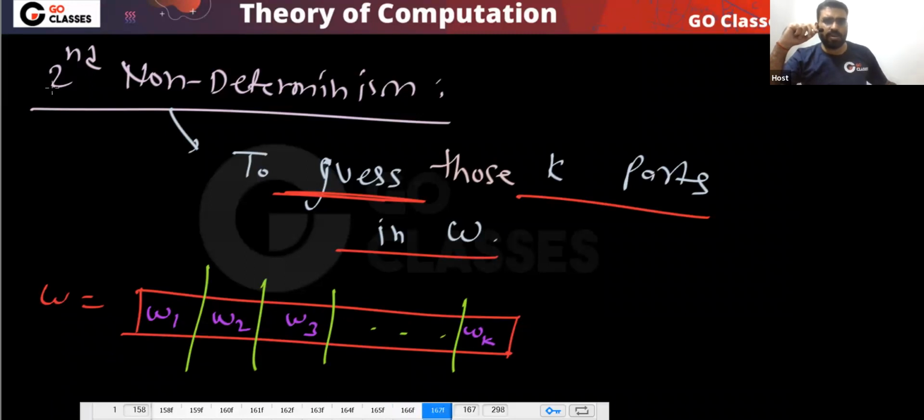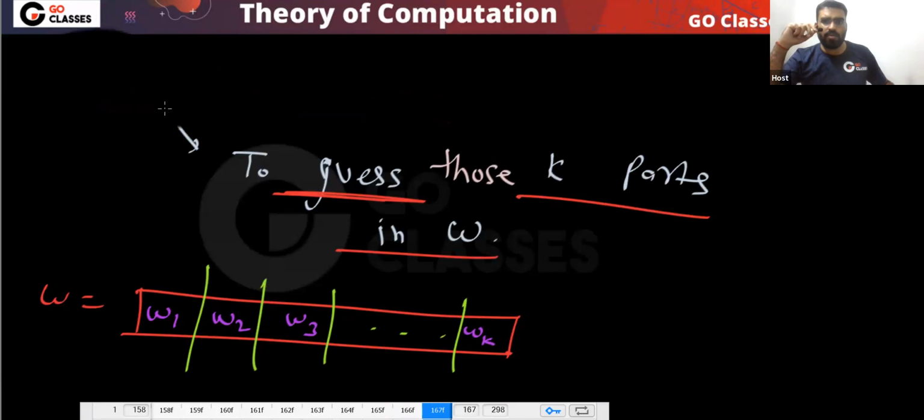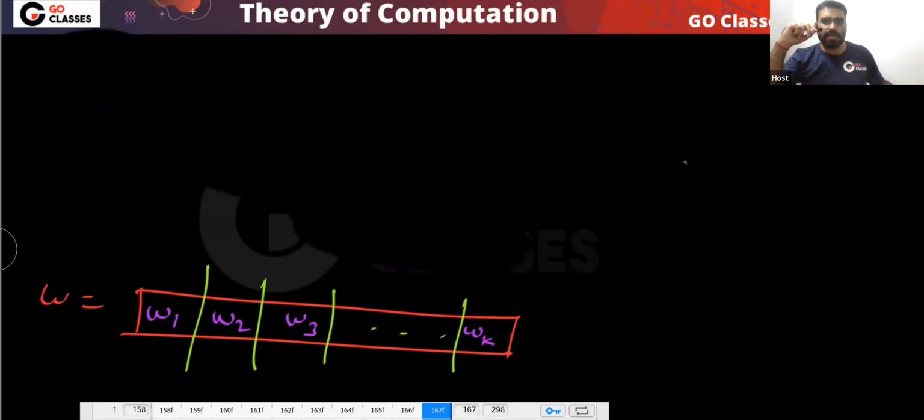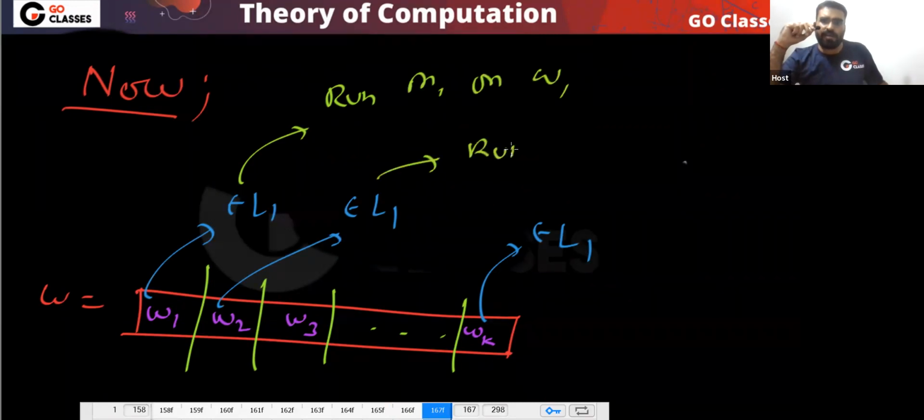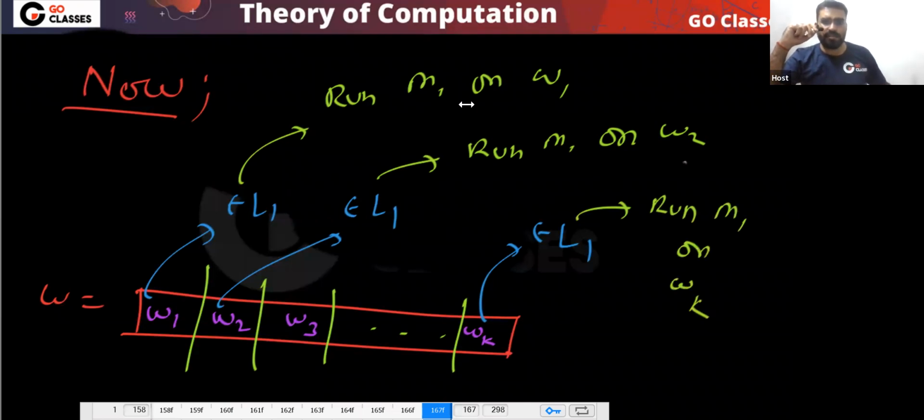Now, the third step. Now we will check, does it belong to L1? For that, we will run M1 on W1, we will run M1 on W2, and we will run M1 on WK. So this is the idea.